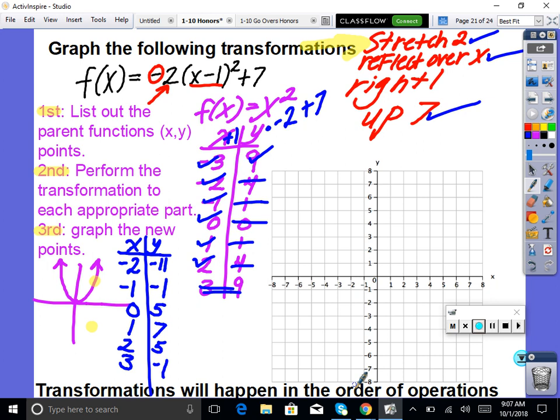So -2, -11. Okay, that's off my graph. Negative 1, negative 1. Over 0 up 5. Over 1 up 7. Over 2 up 5. Then over 3 down 1. We know it's a parabola, so it makes sense. It's looking like a U. I would draw a nice, pretty graph. It's got to be nice and pretty with arrows and everything. Pretty easy though, right? Yes.